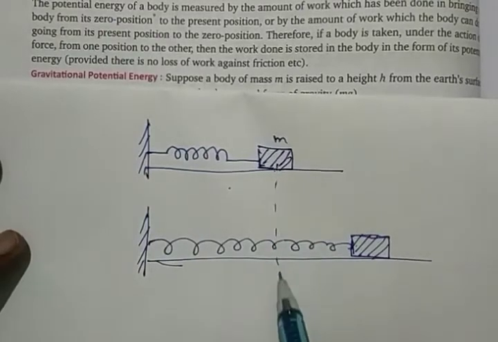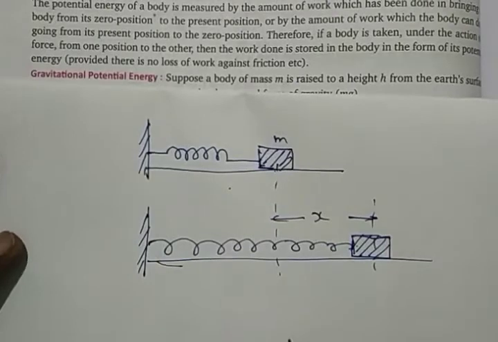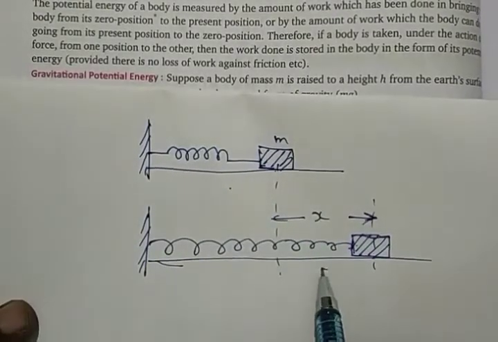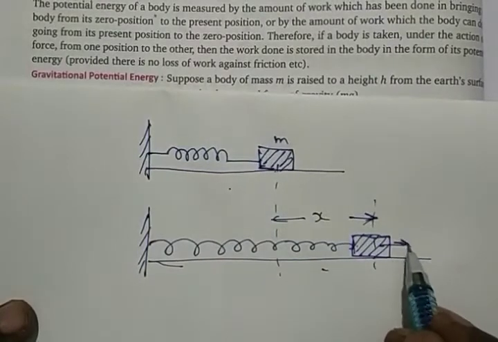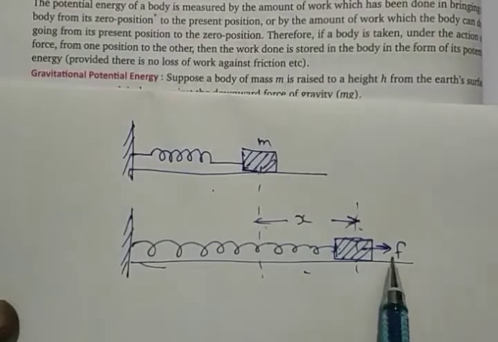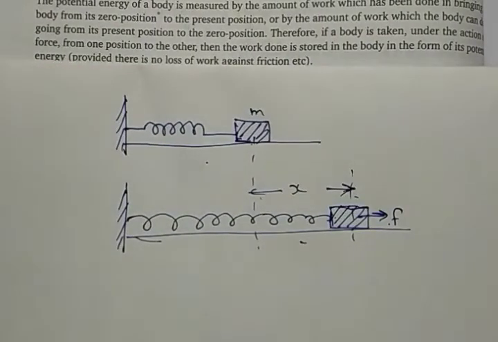So you find here the body has gone from one point to another point. The body has gone from one point to another point because of an external force. This is an external force. You are pulling it out. So x is the distance and F is this one. Now here I would like to make a very, very important point. Please remember and note this carefully.